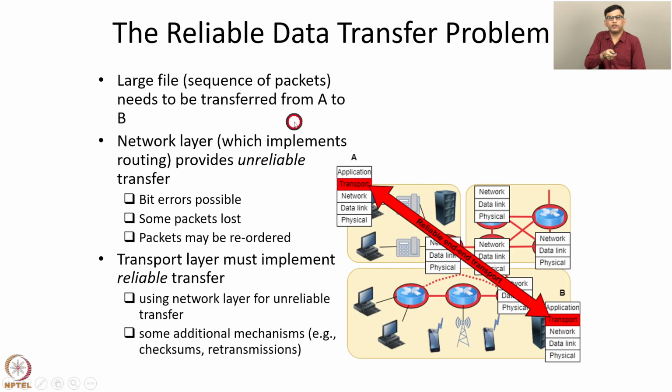So the network layer provides unreliable transfer. Now the transport layer must implement reliable transfer using the network layer for unreliable transfer and some additional mechanisms. For example, checksums and retransmissions, which we'll discuss on the next slide. So the transport layer uses the services of the network layer, namely unreliable transfer, and adds some mechanisms of its own to achieve reliable transfer. That is, bit errors are compensated for, lost packets are retransmitted, and packets are put in the correct order.